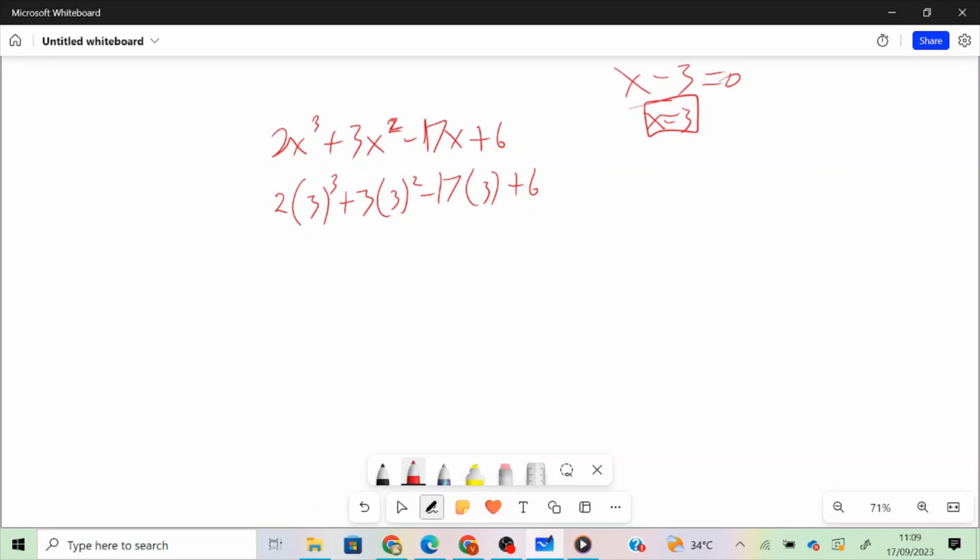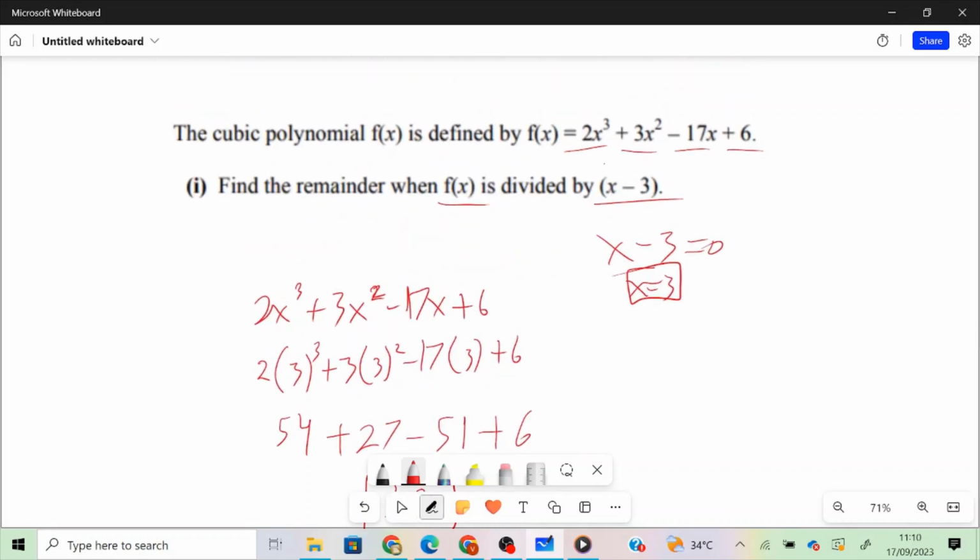So 3 cubed is 27 times 2, that's 54. Plus 3 squared is 9 times 3, that's 27. Minus 17 times 3 should be 54. Let me just confirm. Minus 17 times 3, 51, sorry. That's minus 51. And plus 6. So doing all that, 54 plus 27 minus 51 plus 6, that gives 30 as our remainder. So find the remainder. Yep, we've done that.